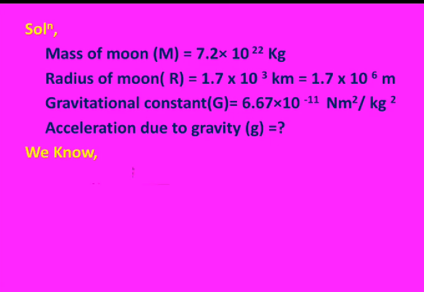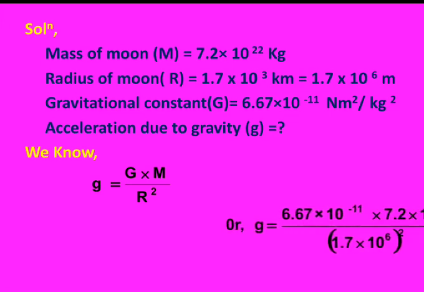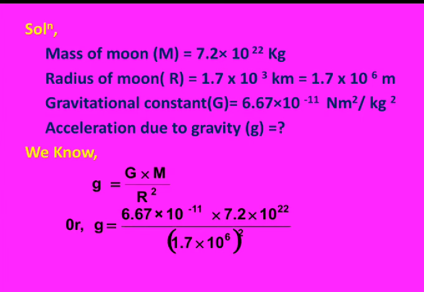We know small g equals capital G into capital M upon R square. Or small g equals 6.67 into 10 to the power minus 11 into 7.2 into 10 to the power 22 whole upon 1.7 into 10 to the power 6 whole square. Therefore, small g equals 1.66 meter per second square.